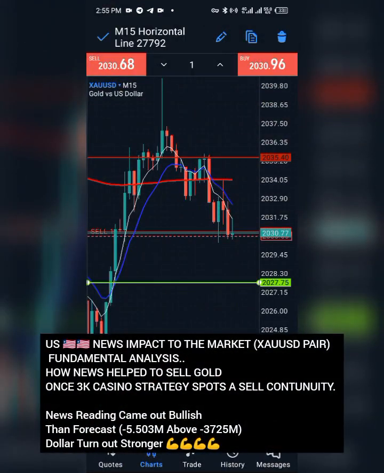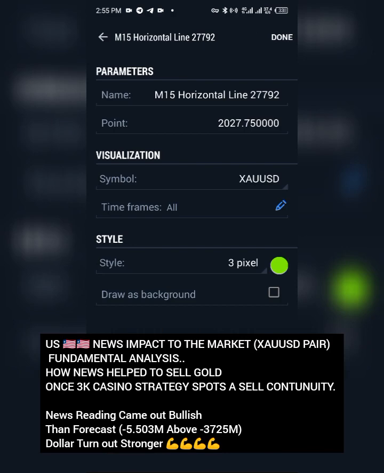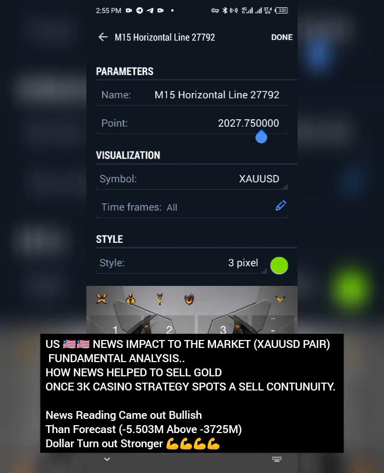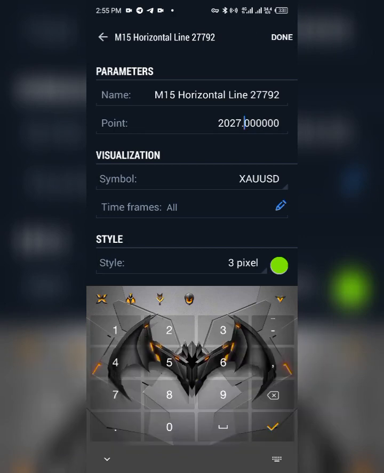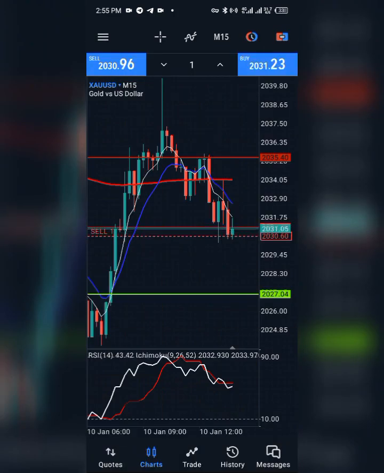Gold is expected to drop to 2027. Check my 3K auto support and resistance on the 5 minutes time frame. I'm a scalper. You see there is a resistance, no, there is a support, not resistance, there's a support at 2027.04. That's where the support is. I'm expecting a drop on gold, more drop.